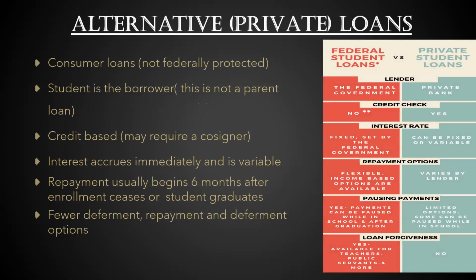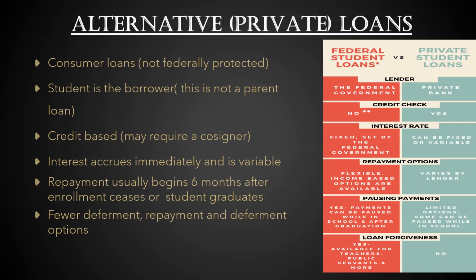With the alternative student loans or private loans, it's considered a consumer loan. It's not federally protected like the federal direct student loan. In the case of death or permanent disability, federal student loans would go away. With alternative student loans, in the case of death, they will go after your estate or send you to collections. With alternative student loans, the student is the borrower, not the parents. It is a credit-based loan.